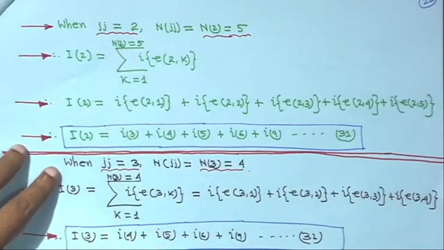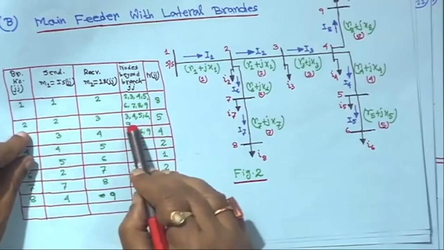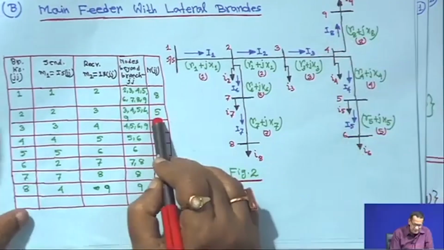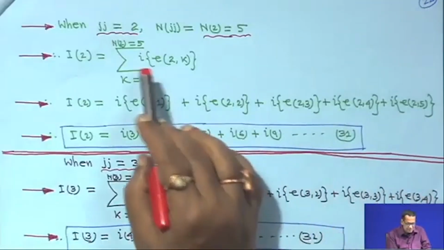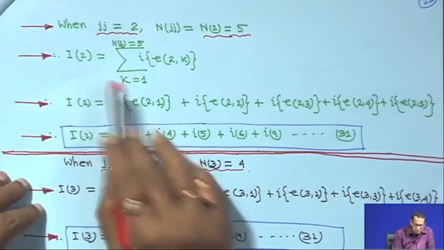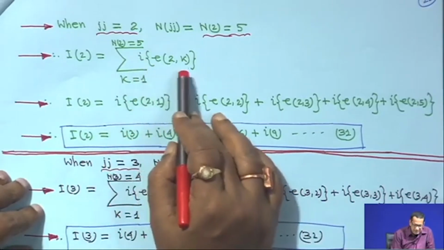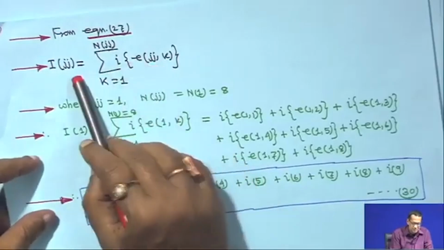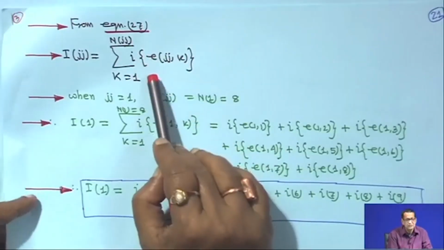When j is equal to 2, let me look at that. When branch j is equal to 2, the total number of nodes beyond this branch, actually 1, 2, 3, 4, 5, the total number of branches 5 we have marked here, and there are 3, 4, 5, 6 and 9, right. So, when j is equal to 2, capital I2, the current of branch 2, is the sum over k equal to 1 to n2, which is 5, that is k equal to 1 to 5, of I in bracket e to k, because it is from equation 27. From this equation only you substitute j equal to 2 and k equal to 1 to n2 equal to 5, right.